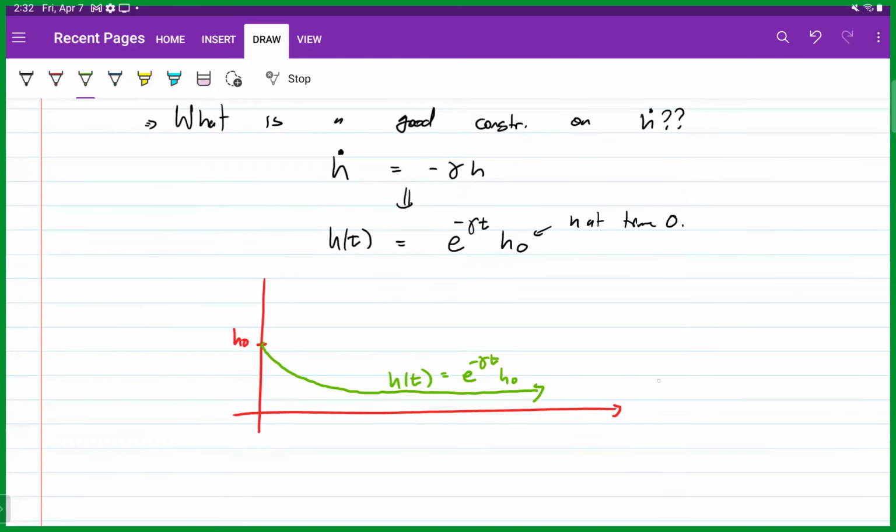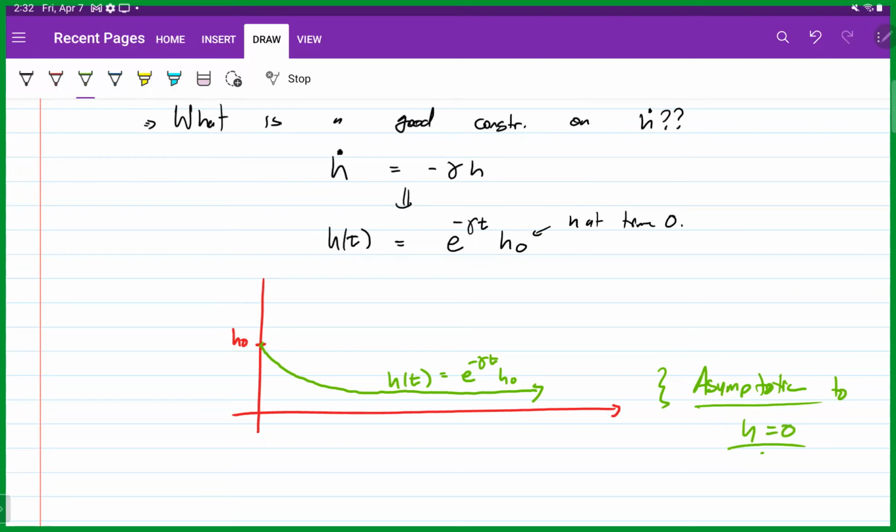No, right? So it is asymptotic to h equals 0, all right? So if we're thinking about our function h in the context of safety, what this tells us is that if we start at a safe state, and we enforce this constraint that h dot is equal to minus gamma times h, we're never going to cross over into this unsafe region, right? Because we're always going to get this h of t that's just asymptotic to our unsafe set.